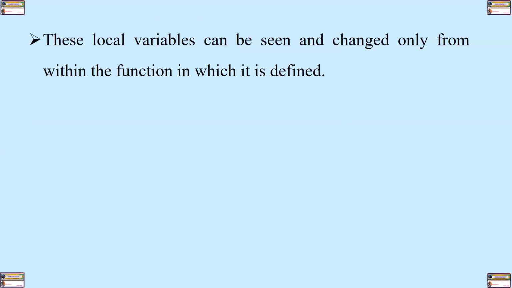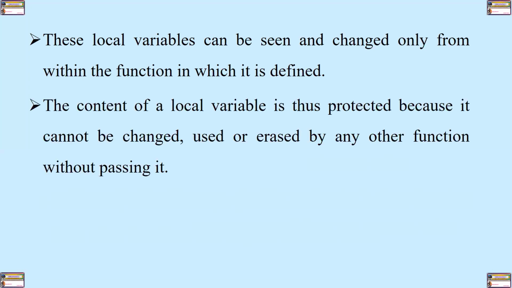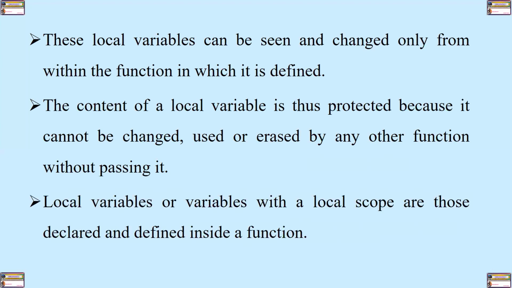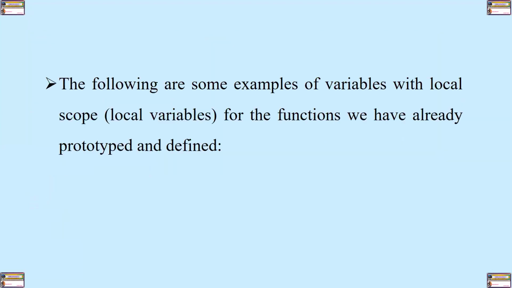These local variables can be seen and changed only from within the function in which they are defined. The content of a local variable is thus protected because it cannot be changed, used, or erased by any other function without passing it. Local variables are variables with a local scope, and they are the ones that are declared and defined inside a function, within the body of the function.